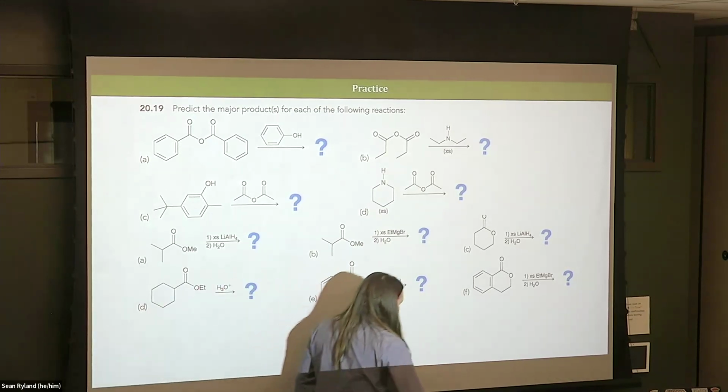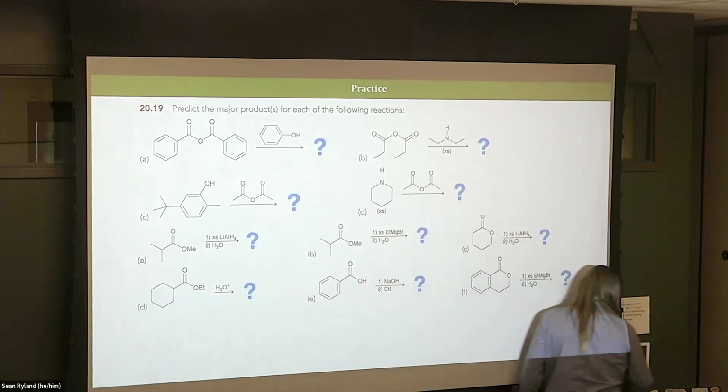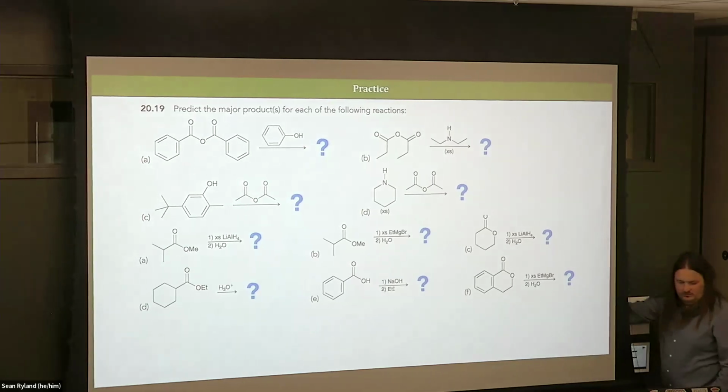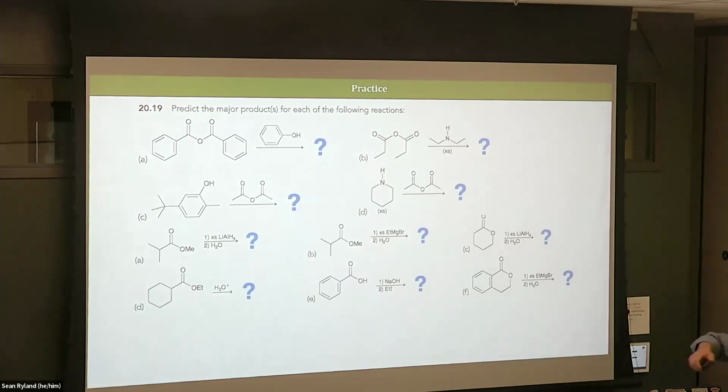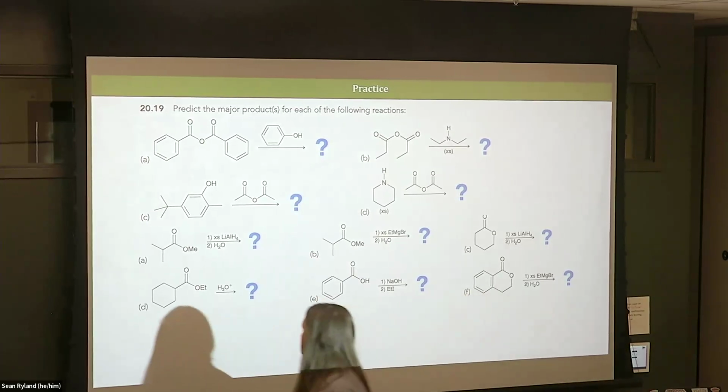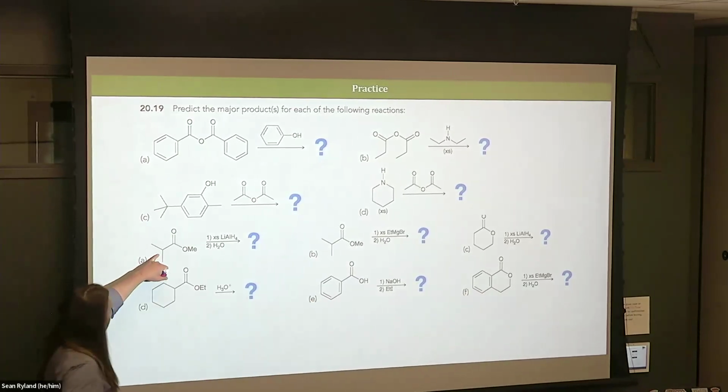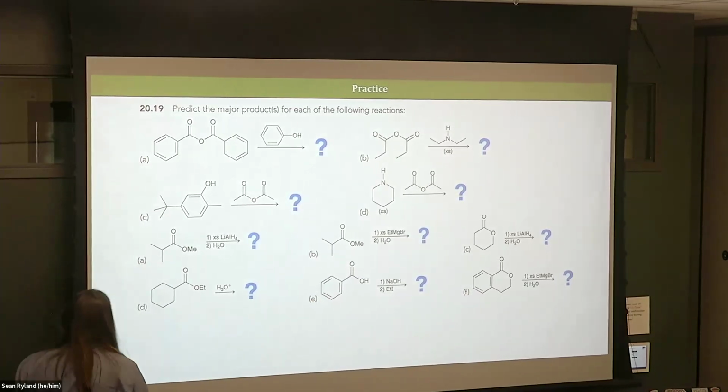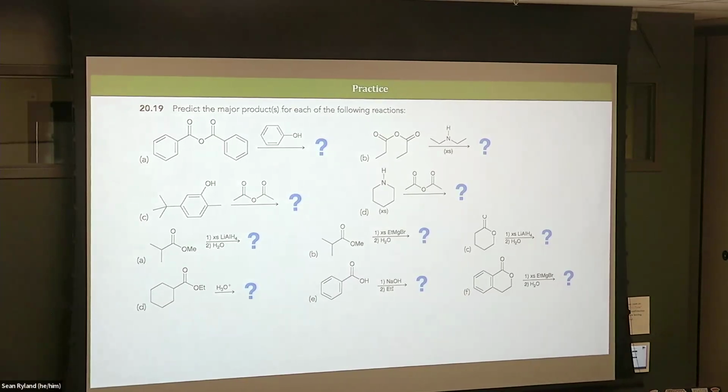All right, and then down at the bottom is all the reduction reactions. So complete reduction, so we'll get all the way down to isopropyl alcohol.